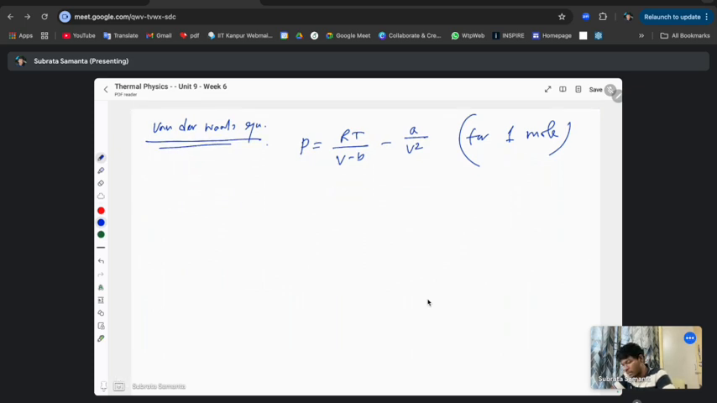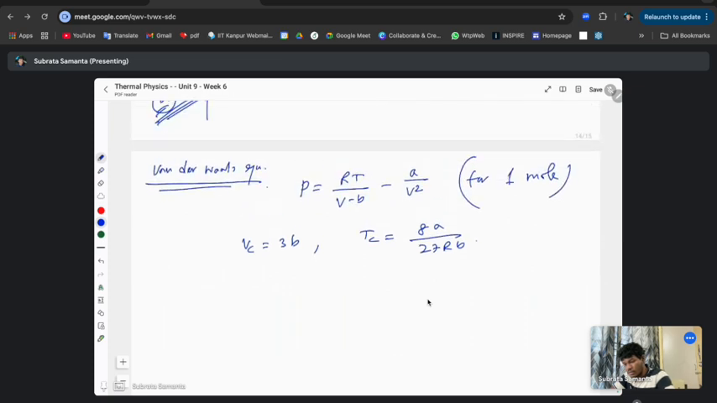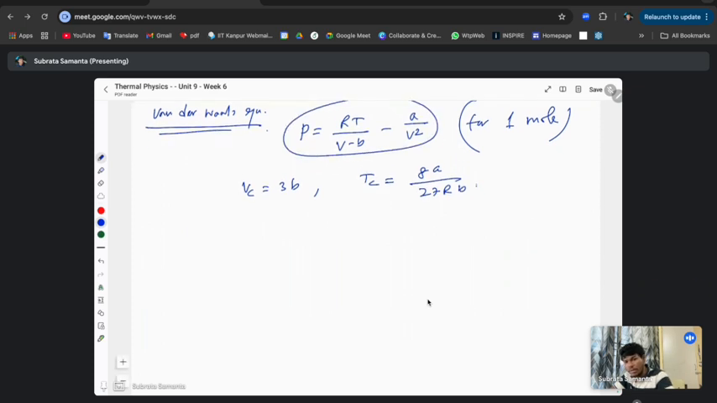So the VC is 3B, and PC is basically your... also know that the TC is 8A over 27 RB. So you can use this formula to calculate PC, right? PC is basically RTC over VC minus B, minus A over VC square.